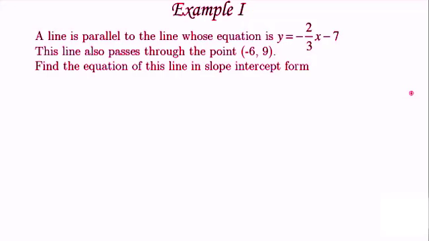A line is parallel to the line whose equation is y equals minus 2/3 x minus 7. This line also passes through the point negative 6, 9. Find the equation of this line in slope-intercept form. Slope-intercept form: y equals mx plus b.